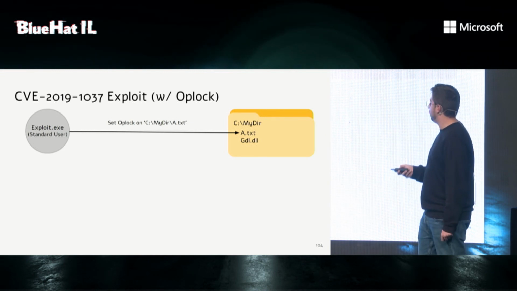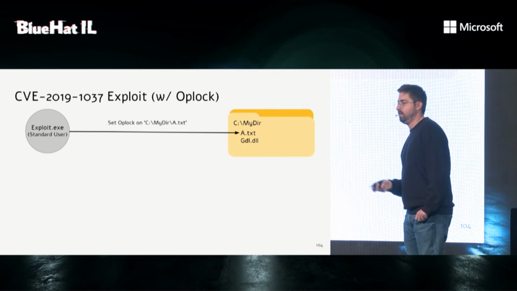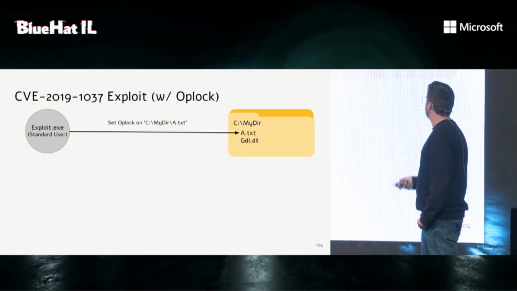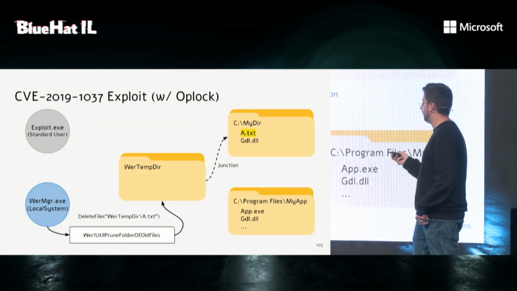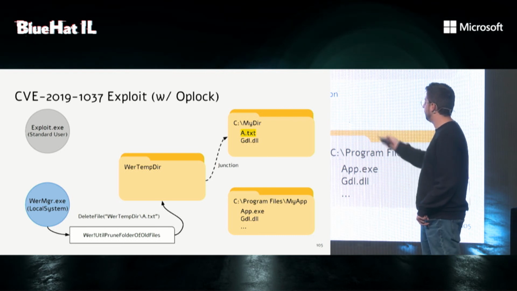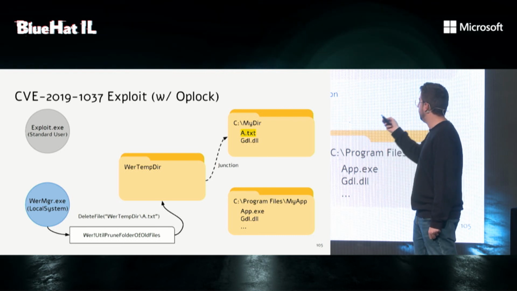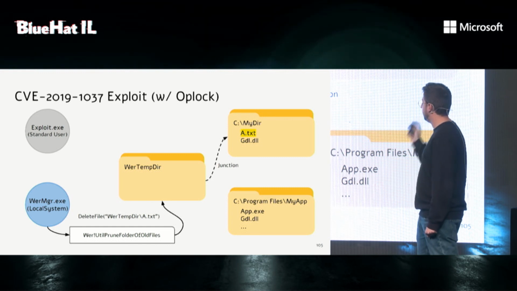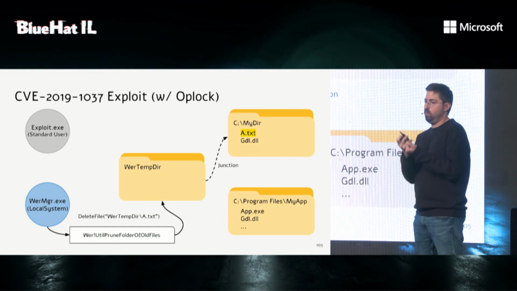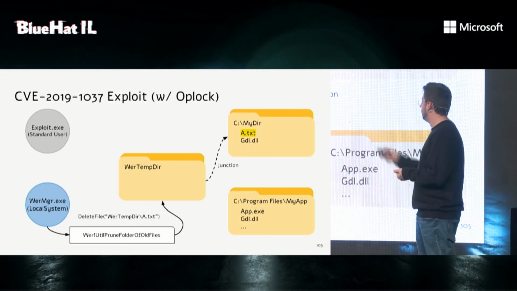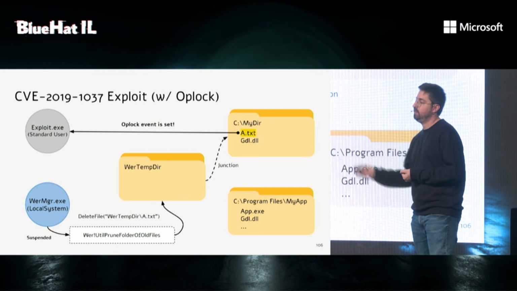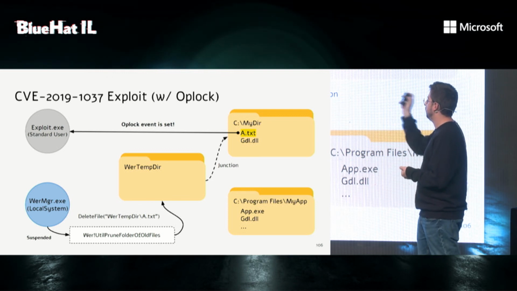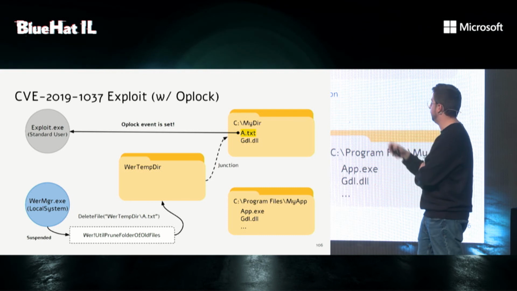After creating the mydir directory and those two files in it and setting the last write time file, we will set an oplock on the path mydir.a.txt. Then we'll trigger the entire exploitation flow. At a certain point, wermgr.exe, because of the junction we created, will end up trying to delete mydir.a.txt. Now, when you delete a file in Windows, you obviously first have to open a handle to it. And when wermgr.exe opens a handle to the file mydir.a.txt, its thread will get to a waiting state, and NTFS will just set the event for the oplock we previously set.